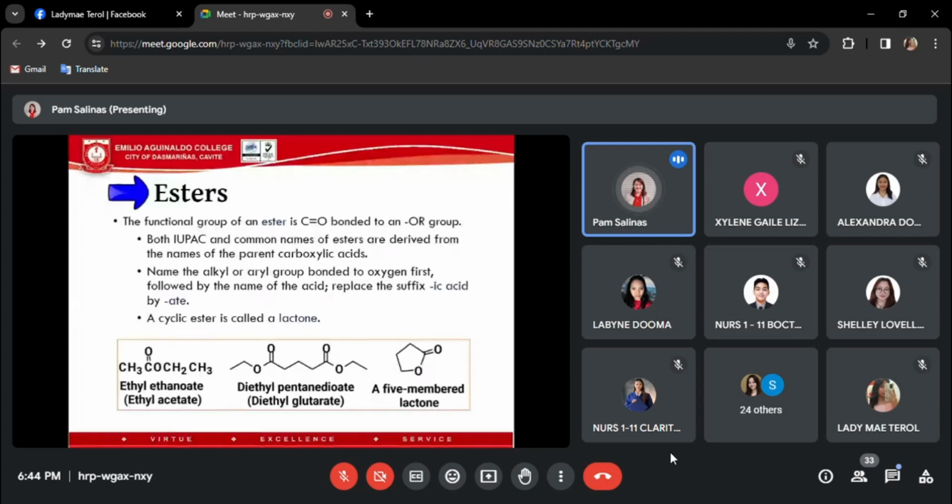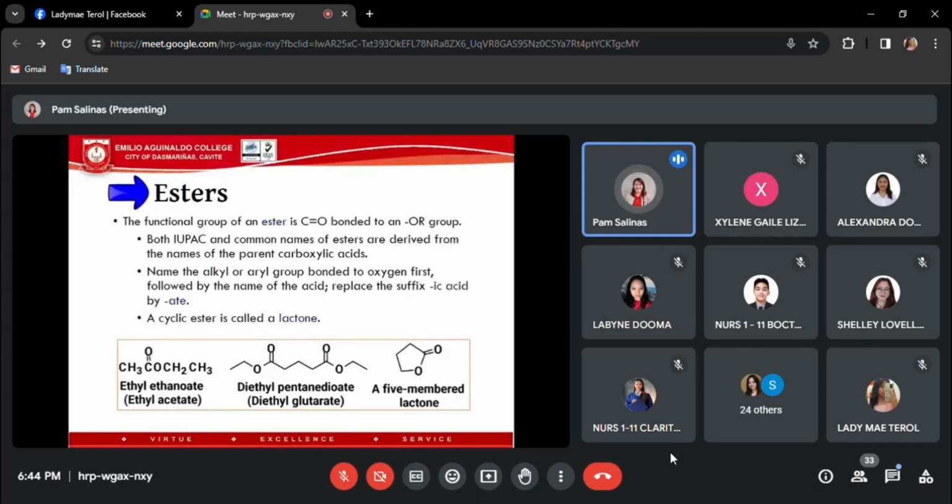If we are going to name this as a carboxylic acid, it would be ethyl ethanoic acid, right? But since it has a COOR substituent or functional group, it becomes an ester. So instead of OIC acid, it becomes ethanoate. Okay? Next, we also have diethyl pentanedioate. So why is it pentanedioate?